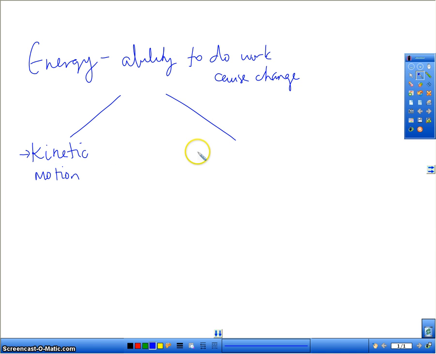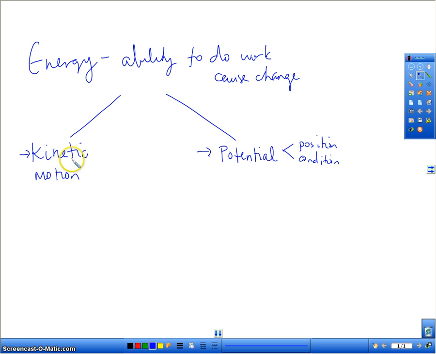The other type is potential energy, and potential can be a little bit trickier because it doesn't always depend on whether it's in motion or not, but more on the condition or the situation that the object is in. It depends on the position or the condition. So you have to look at something and ask, is it in the right position or the right condition to have potential energy, before you can say whether or not it has potential.